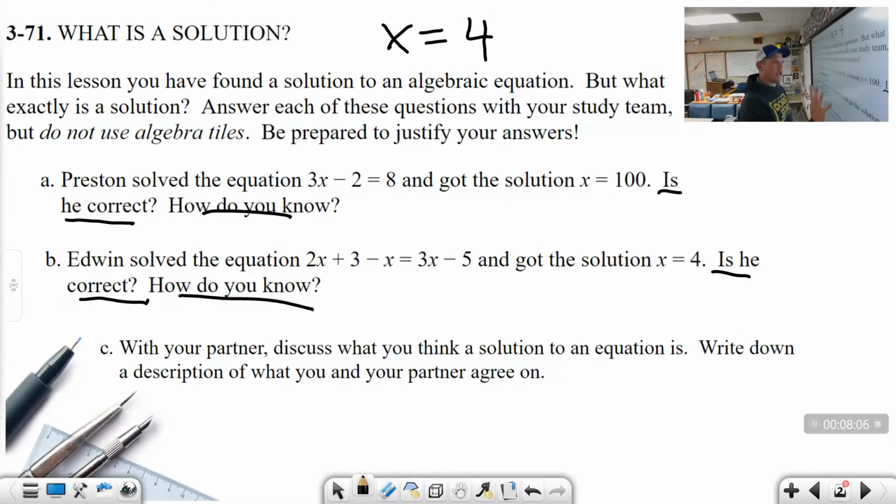Okay, you should have A and B done. Let's check your answer for letter C. With your partner, discuss what you think a solution to an equation is. Write down a description of what you and your partner agree on. A solution is what makes both sides of an equation the same. A solution is the answer that makes both sides of that equation the same.